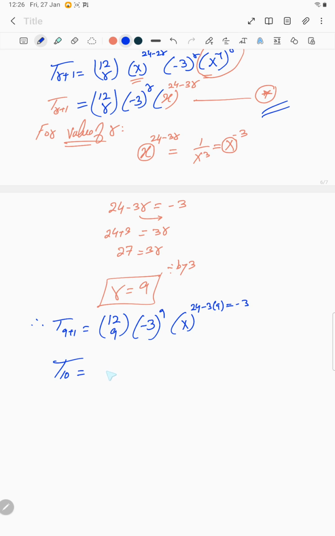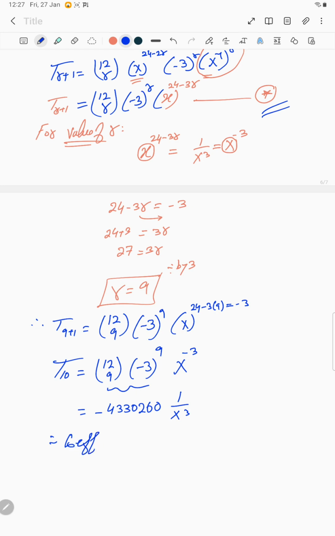When you solve 12C9 and multiply the result with minus 3 power 9, it goes to be x power minus 3. When you use the calculator and solve this, we get minus 4330260 and 1 over x3. Therefore, the coefficient of 1 over x3 for the given expression is minus 4330260. This is the answer.